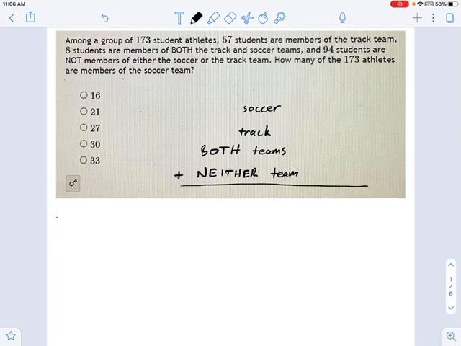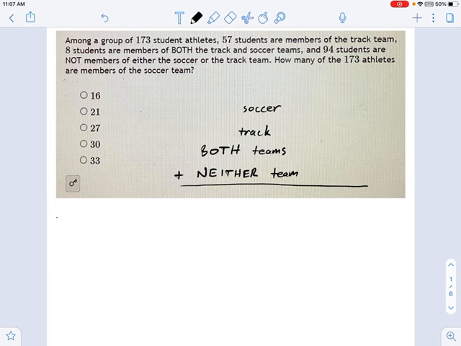In this problem, I'm told something about a group of student athletes. There's a bunch who play soccer, a bunch who play track, a bunch who play neither, and a bunch who play both. And we want to know, based on some of this information, how many soccer players there are. Well, think this through. I don't want to do this with equations. I want to do this just by constructing a logical argument.